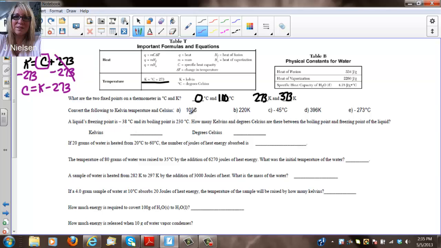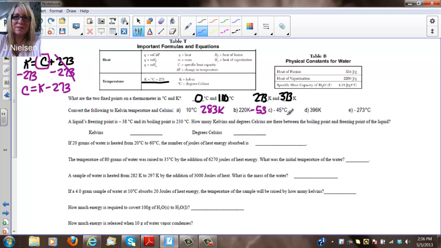So if I want to convert 10 degrees Celsius to Kelvin, Kelvin equals Celsius plus 273, so 10 plus 273 is going to be equal to 283 Kelvin. If I want to convert 220 Kelvin to Celsius, it's going to be 220 minus 273, which gives me negative 53.